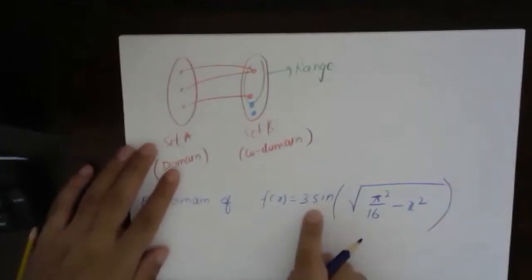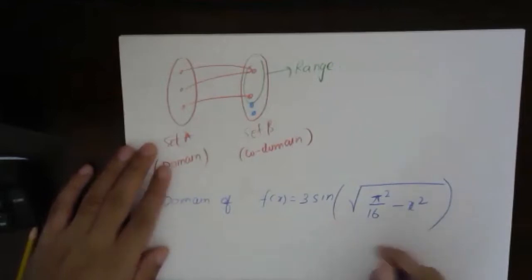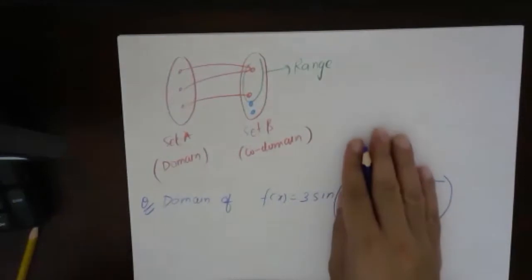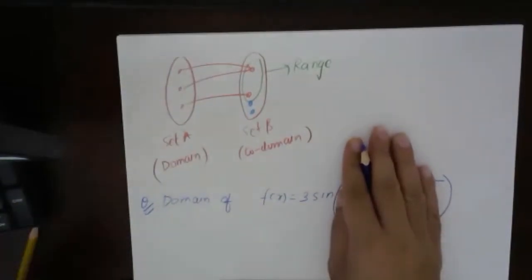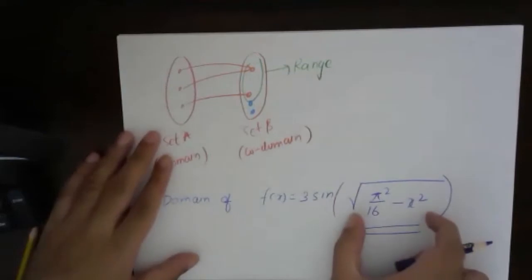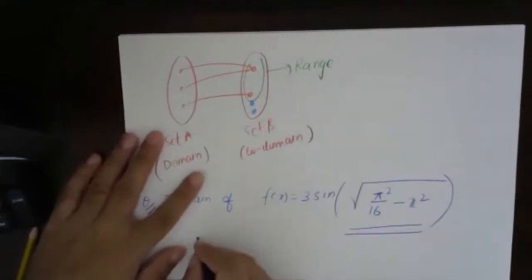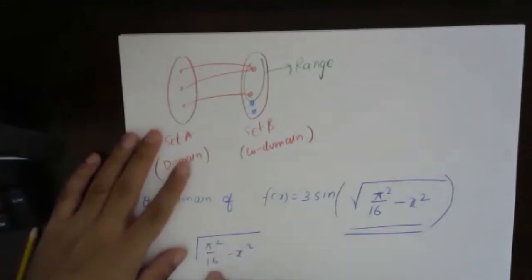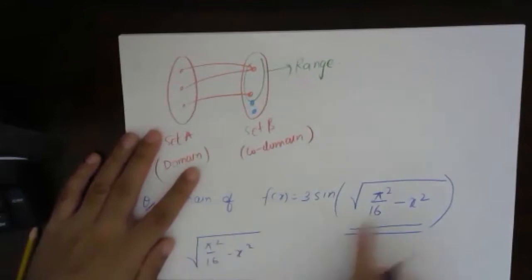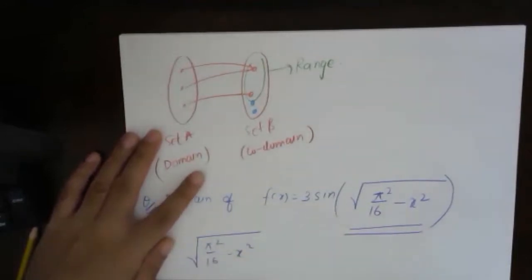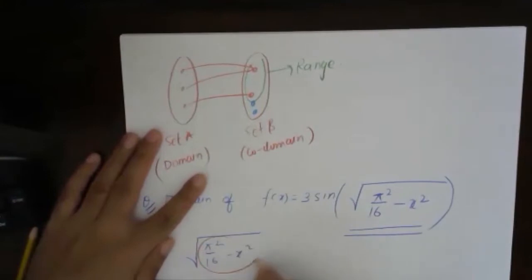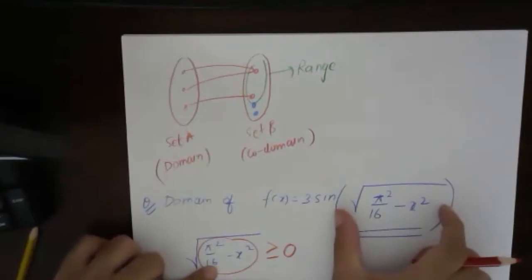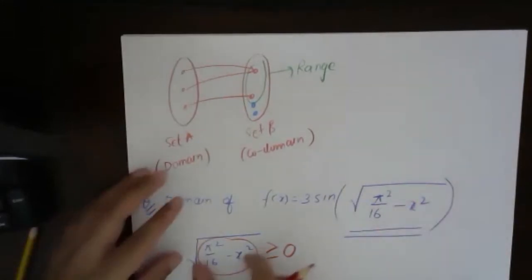So what we have to do? Basically, this is simply 3 sine of something, right? The angle of sine can take any value. Sine of theta can take any real values, right? So we just have to make sure that this is real. This pi square by 16 minus x square is inside the root. Whatever value is inside the root has to be greater than or equal to 0. Only then it will be a real value, and then sine will give you some output.